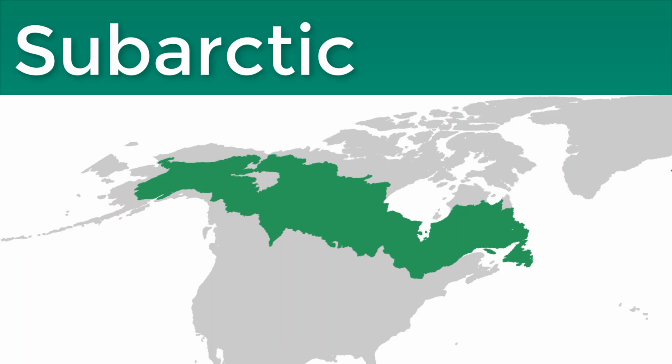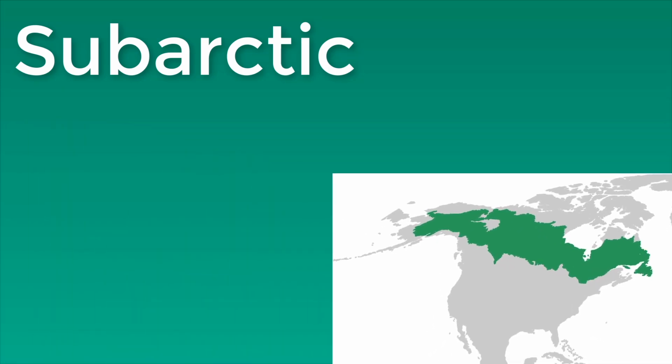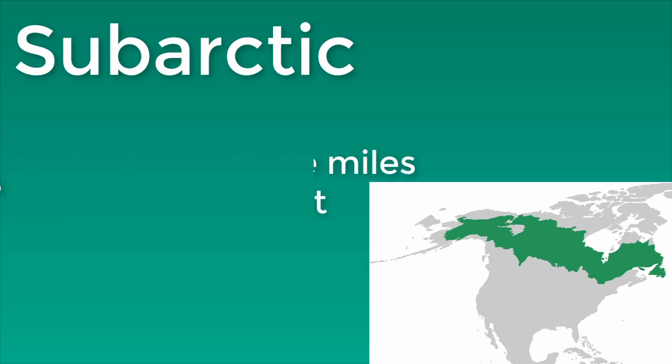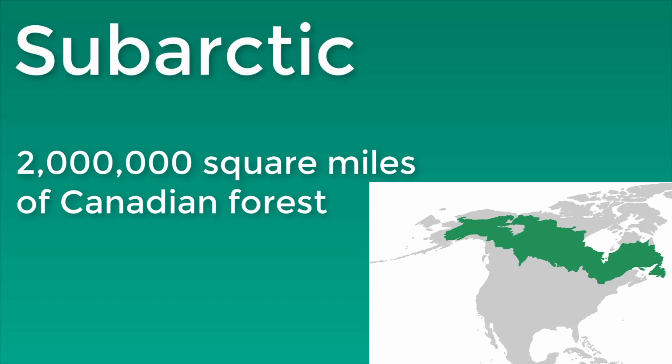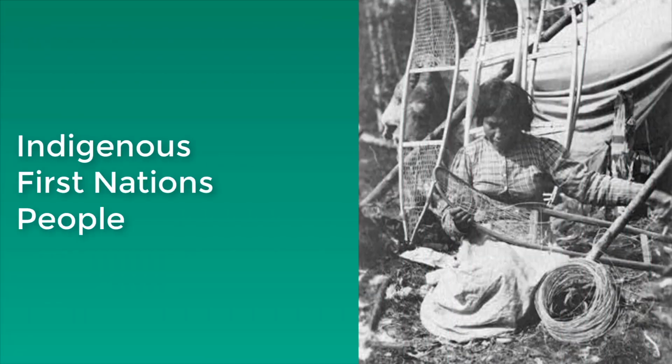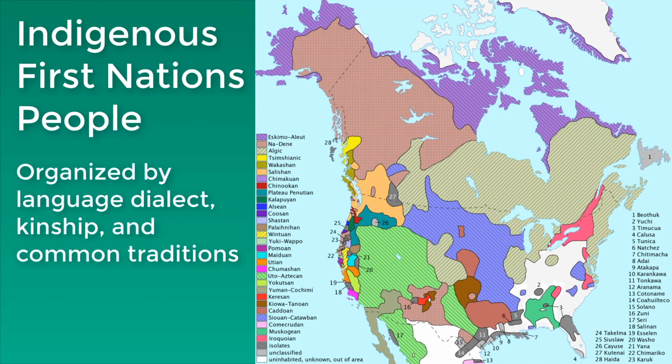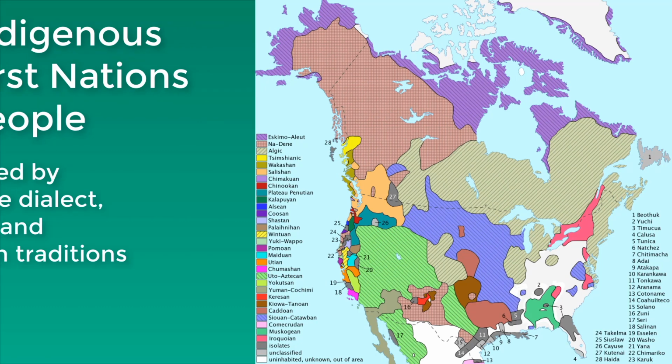The subarctic, bordering the tundra to the south and stretching from the American state of Alaska all the way across Canada to the eastern tip of Newfoundland, is a climate region characterized by long, cold winters, short, cool summers, and relatively little precipitation. The Canadian subarctic includes almost 2 million square miles of forest and is home to a variety of Indigenous First Nations people, many of whom were traditionally organized into bands or groups who spoke the same language dialect and were related by kinship and common traditions.